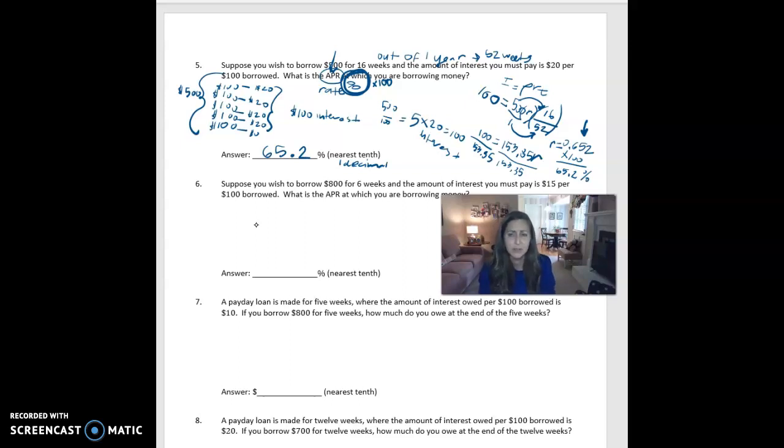Again, I apologize, it cut off. Let's look at number 6 a little bit more quickly because it's exactly the same. You want to borrow $800 for 6 weeks, and the amount of interest you must pay is $15 per 100. Well, let's look at it. If you're borrowing $800, and for every 100 you have to pay this interest fee, that means you're going to have to pay it 8 times.